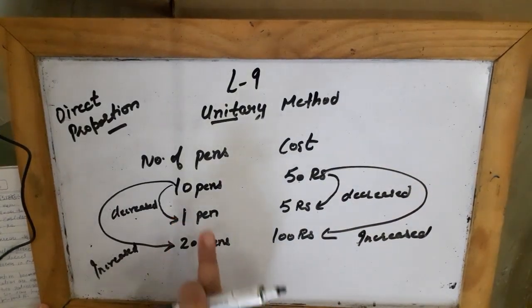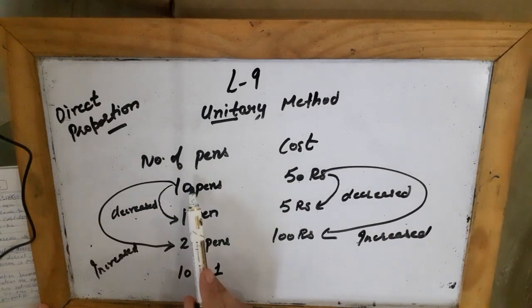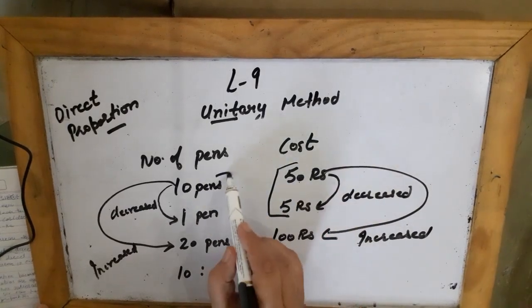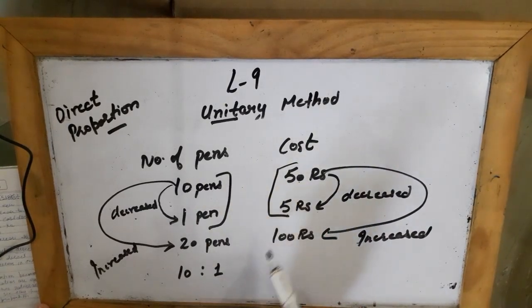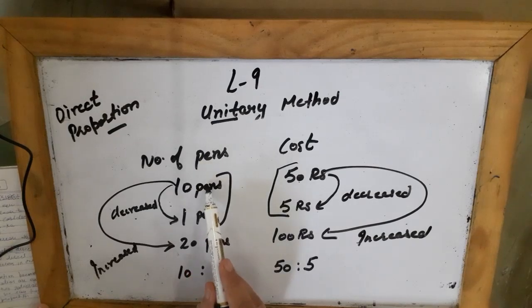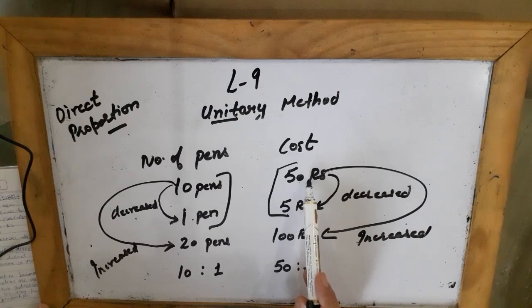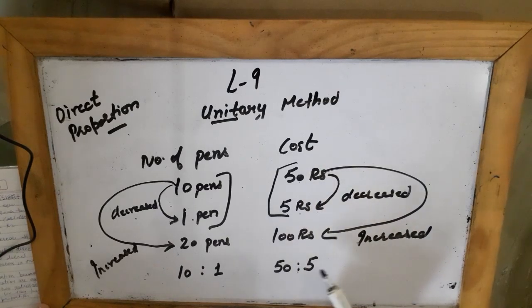Okay, so 10 upon 1. I can put this as a ratio, 10 is to 1. I will take this decrease, 10 and 1, and I will take this 50 and 5. So 10 is to 1 and 50 is to 5. The ratio of the number of pens is 10 is to 1, and the ratio of the decrease in the cost of pens is 50 is to 5.